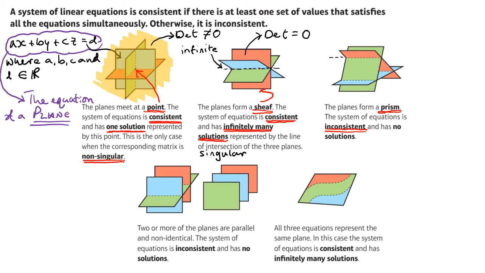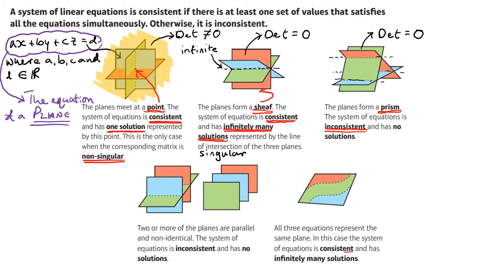So there's a solution here for this pair. There's a solution here for this pair, and there's another solution hiding behind the back for that pair. And again with this, the determinant is 0. The only one where it's non-zero is where they meet at a single point. So we have a point, a sheaf, a prism, and then we have some more at the bottom here. We don't need to know the names of these ones. This is just to show you the other things that we can have. Well, actually, we do need to know one more.